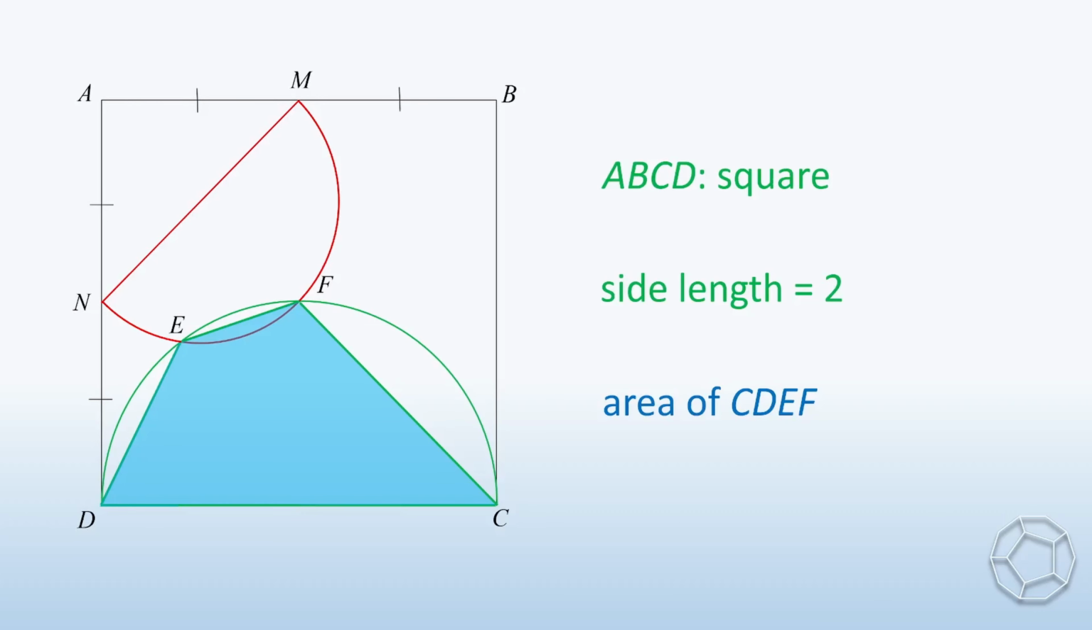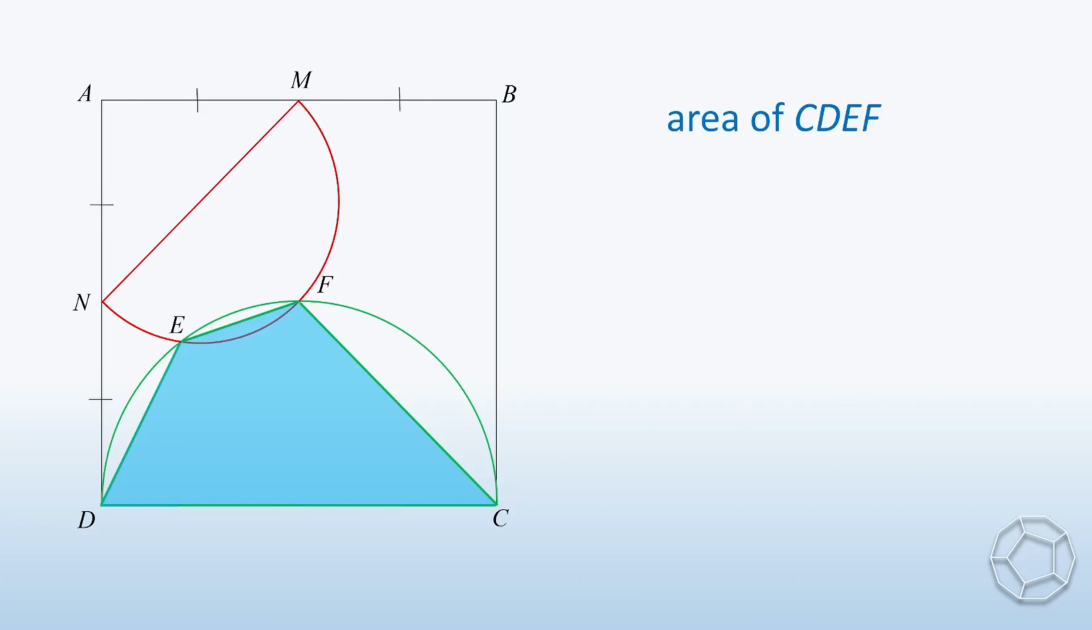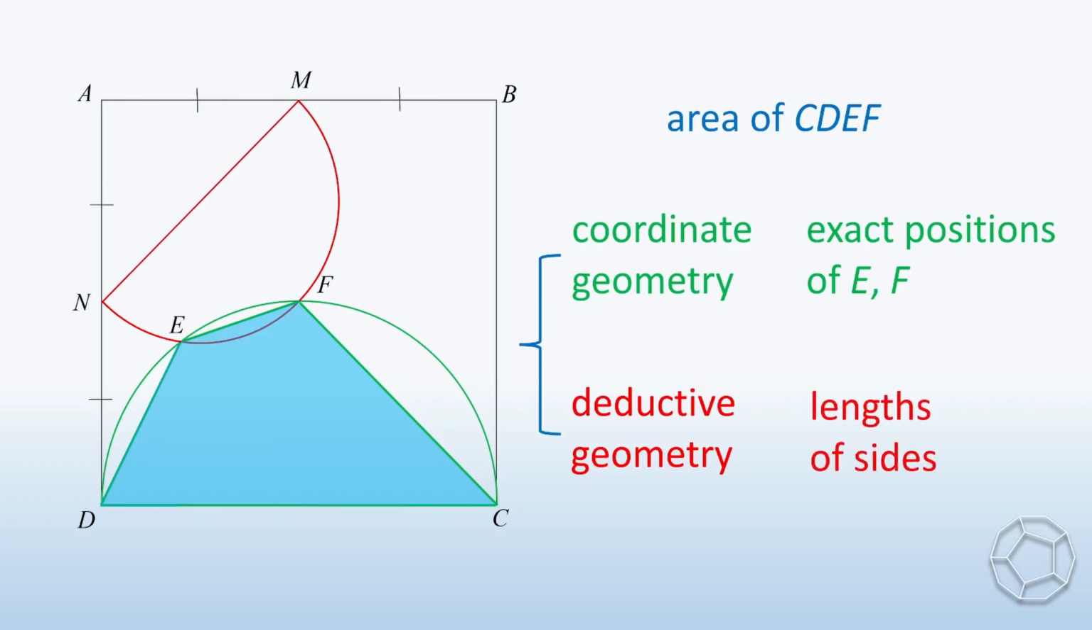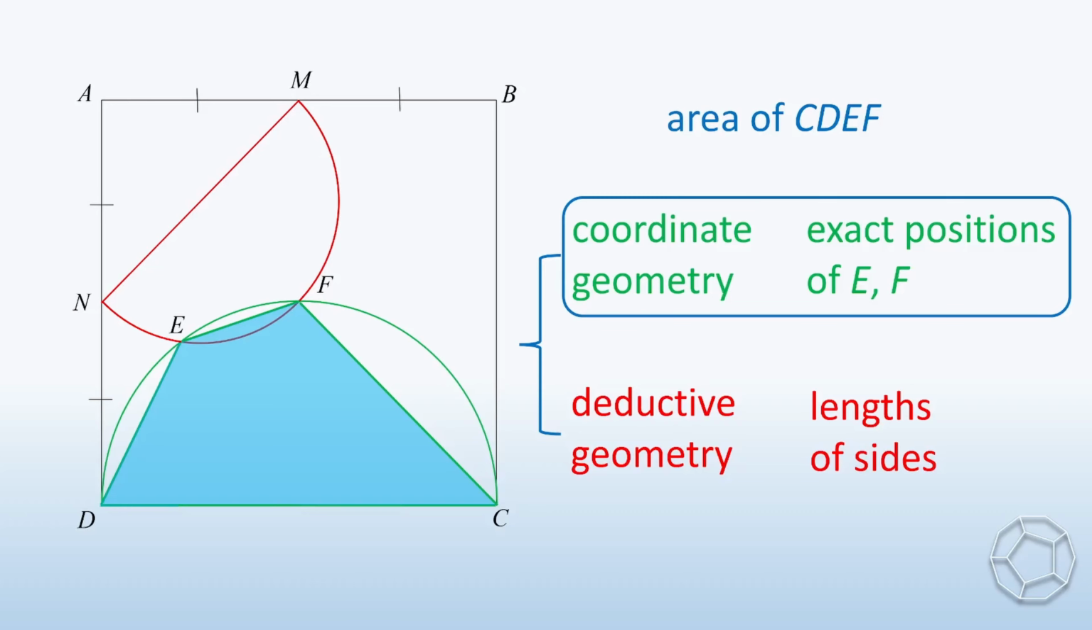There are two major directions to approach this problem. The first one is coordinate geometry. We're going to figure out the exact positions of E and F, that is, their coordinates. The second one is deductive geometry, that is, to find the lengths of all the sides of CDEF. We shall come back to this planning from time to time, as you will see how different branches of math come into play. Alright, let's start with the first direction.